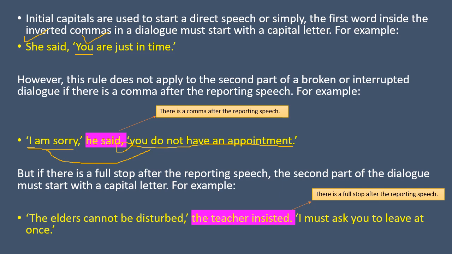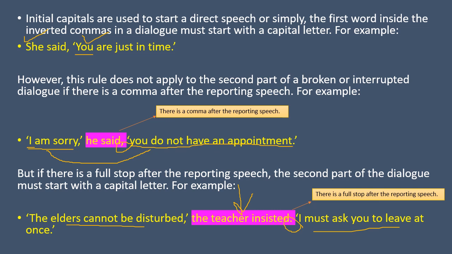But if there is a full stop after the reporting speech, the second part of the dialogue must start with a capital letter. For example, "The elders cannot be disturbed," the teacher insisted. And then you could see that we have a full stop here. "I must ask you to leave at once." Once again both of these bits are said by the same person. It's the teacher who is saying that. For example, let's say this he is Tom, so it is Tom who is saying this, and it is Tom who is saying that as well.